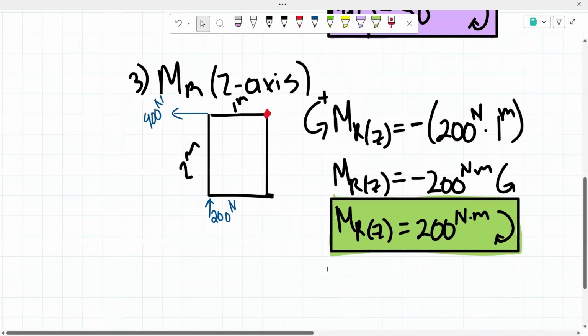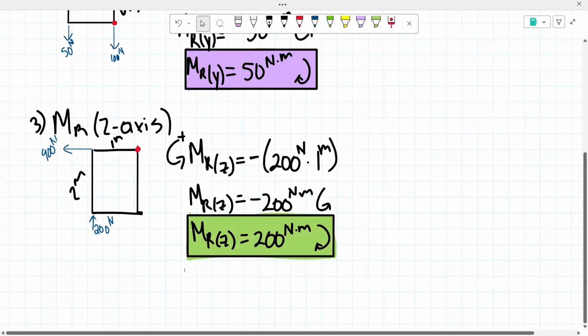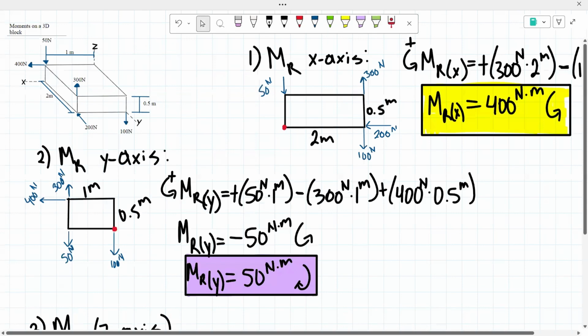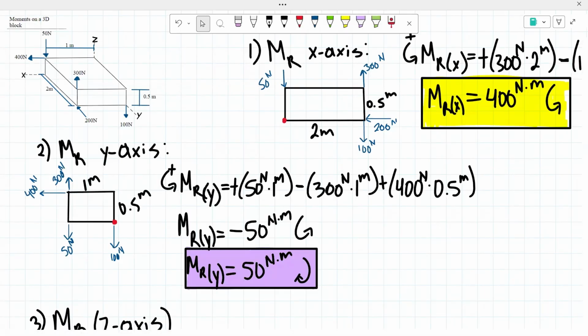So remember, you could have started off with whichever axis. You could have started off with first our z, then our y, then our x-axis. It doesn't matter. Just remember to find that resultant moment about those three axes and to find its direction as well.